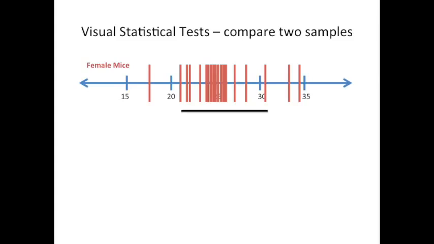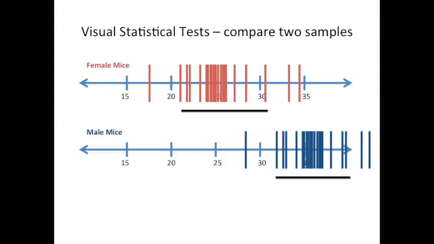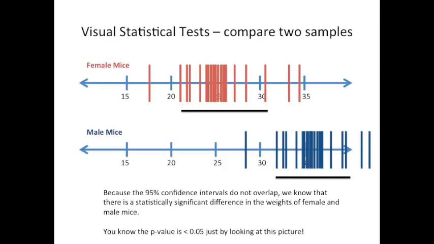Here's another example of a visual statistical test. In this case, we're going to compare two samples. Here, we've weighed female mice, and now we have a sample of male mice. We've already done the bootstrapping on that sample, and here in the figure, we just show the means from that bootstrapping. Because the 95% confidence intervals do not overlap, we know that there is a statistically significant difference in the weights of female and male mice. That is to say, we know that the p-value is less than 0.05 just by looking at the picture.